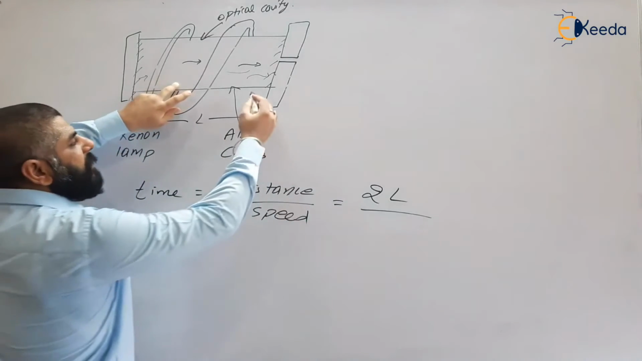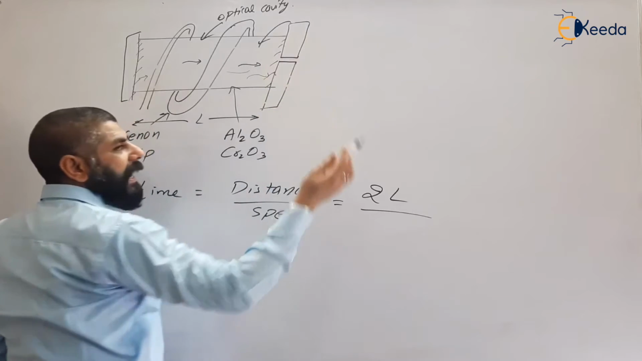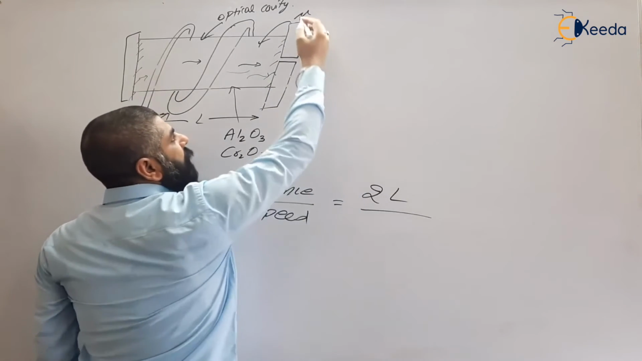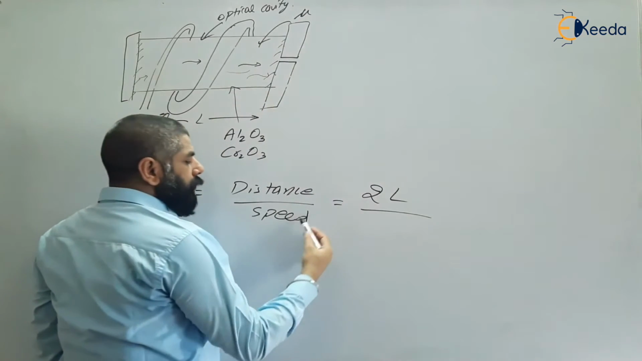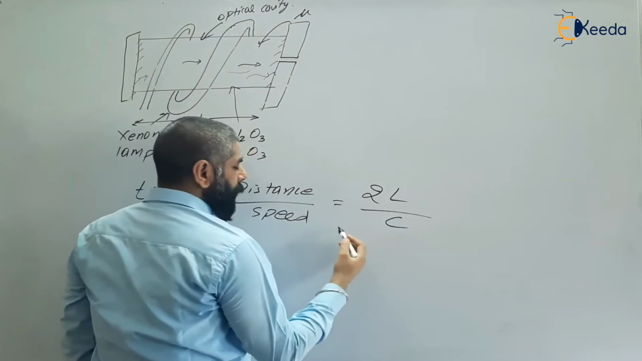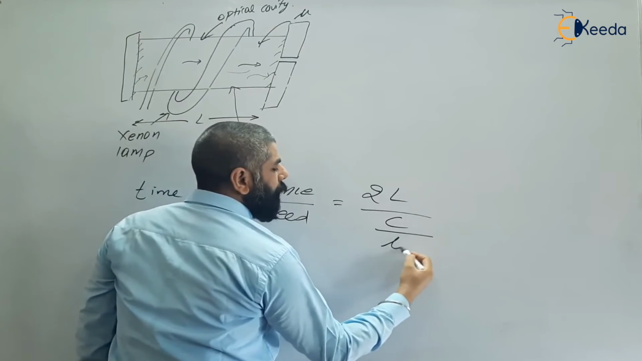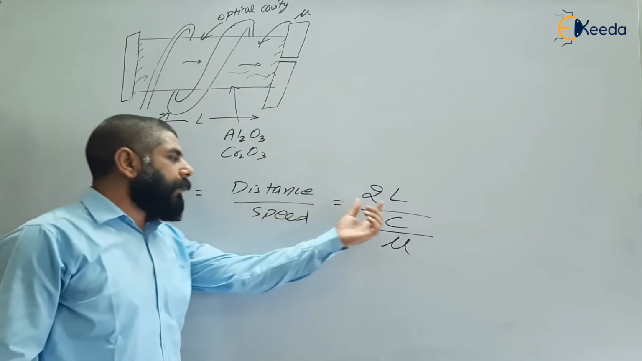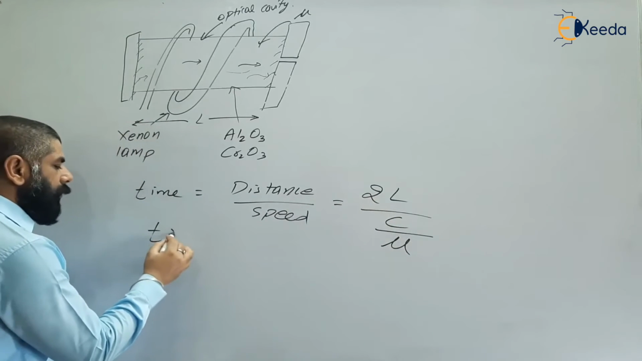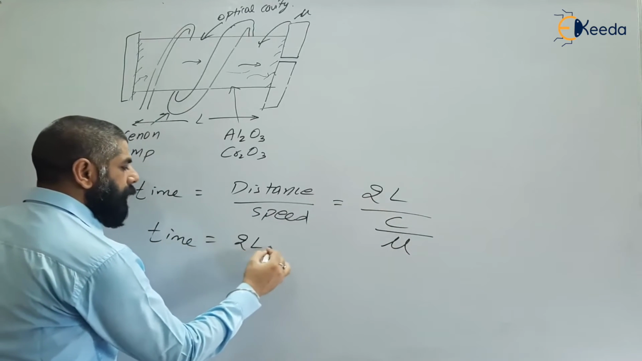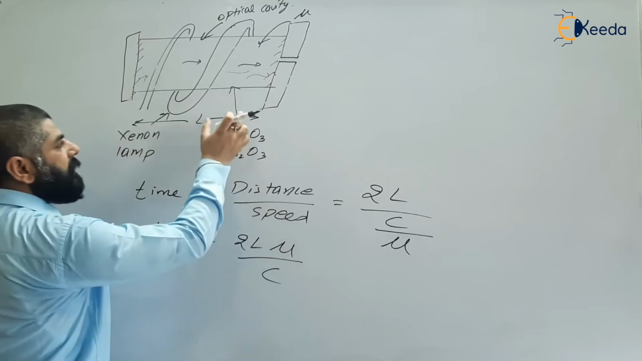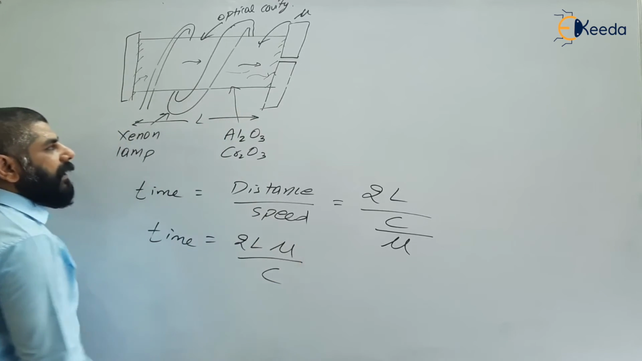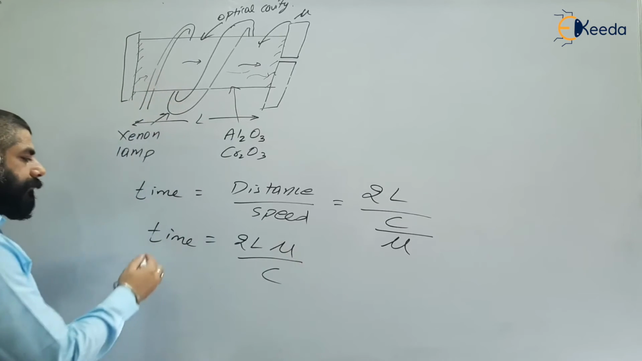If the material is a gas, the refractive index can be considered to be 1. Suppose mu is the refractive index of this medium. Then the speed is C divided by mu, the speed of light in this medium. So time will come out to be 2L mu divided by C, where L is the optical cavity length, C is the speed of light, and mu is the refractive index of this medium.